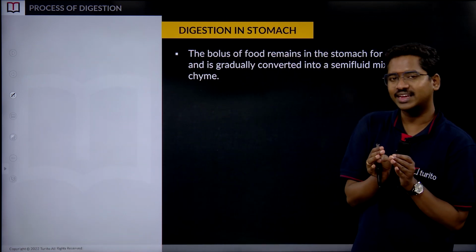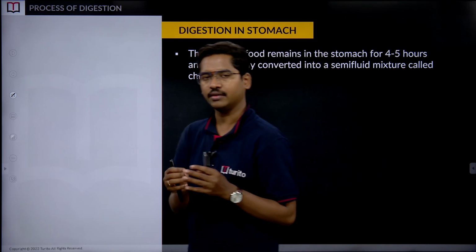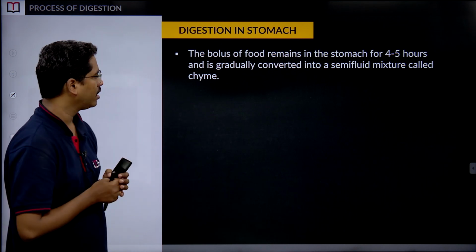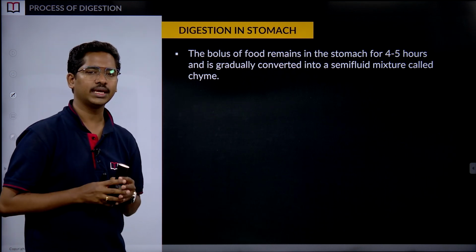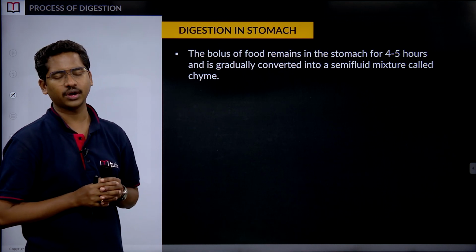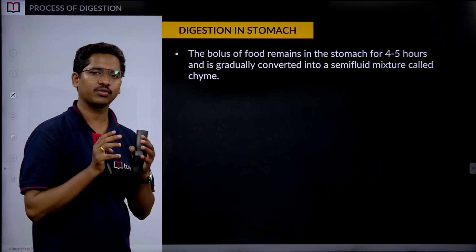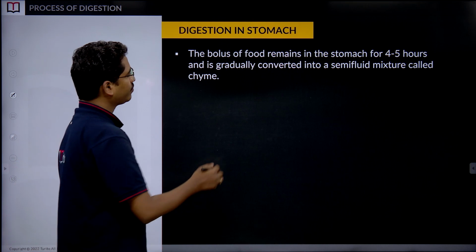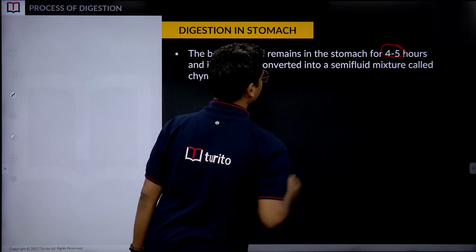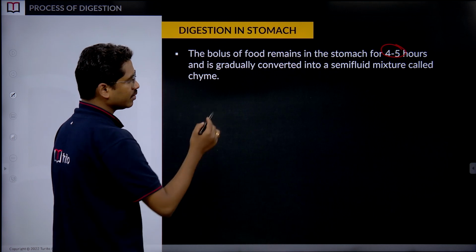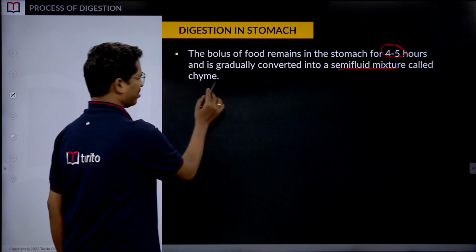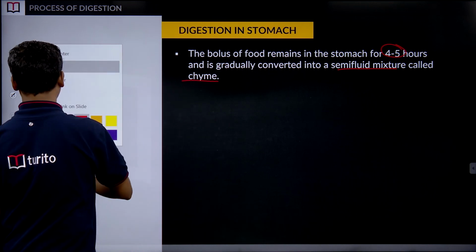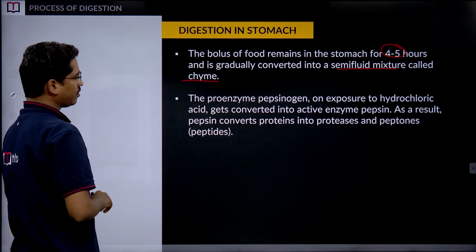So, pepsinogen is an inactivated form of pepsin, okay, and that pepsin is an enzyme that acts on the food, that is the bolus, in order to convert the complex proteins into simpler units of proteins. So, here the bolus of food remains in the stomach for about this much time, and it is gradually converted into a semi fluid mixture. This is nothing new to you, we have already learned it, right, semi fluid mixture, that is chyme.